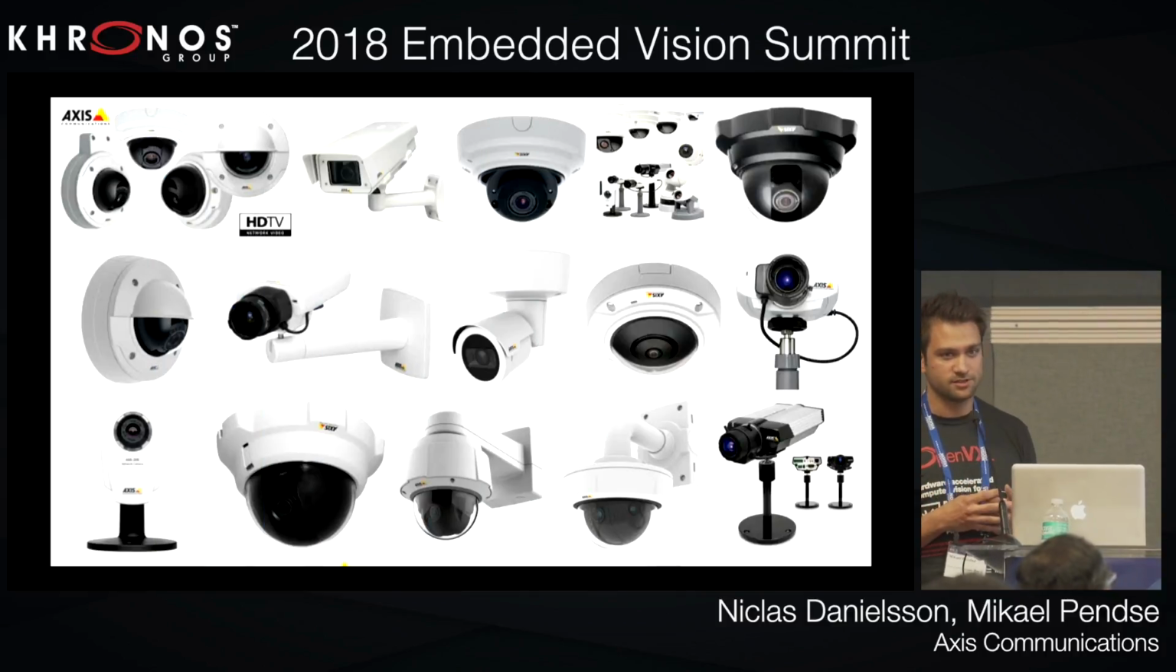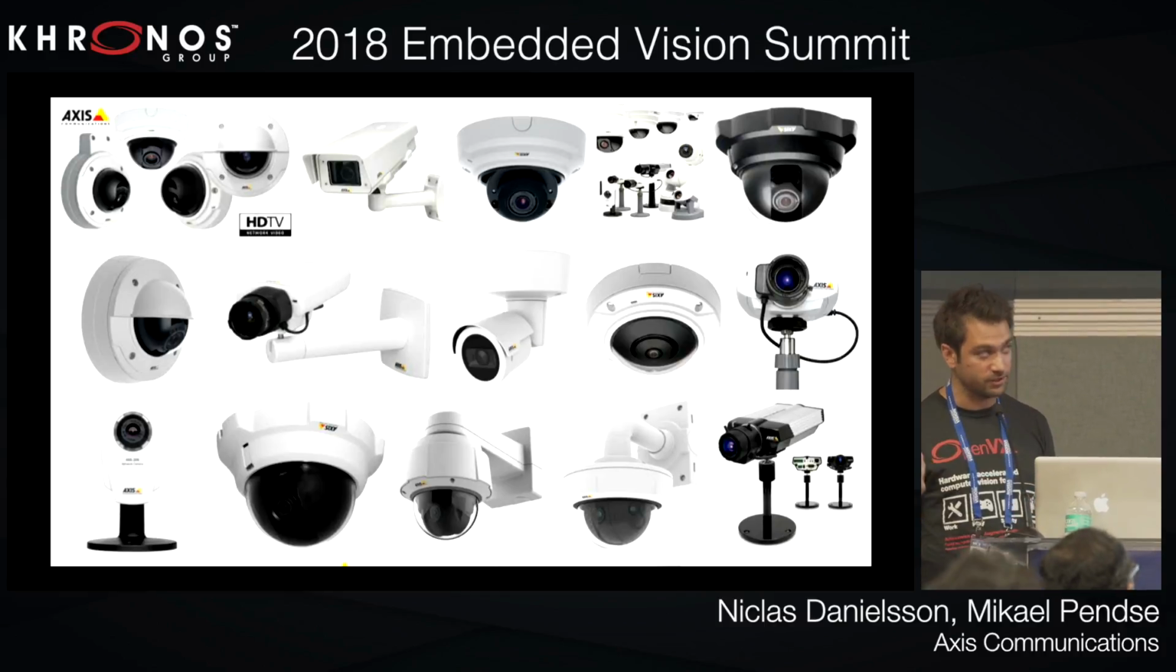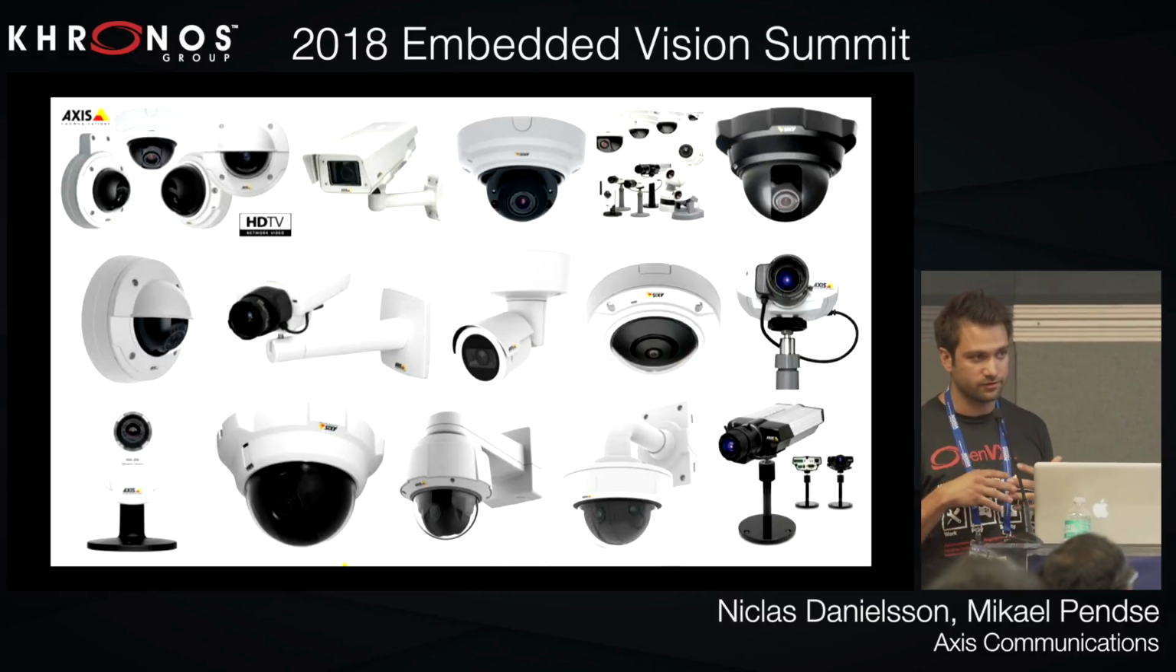So what do we do? Axis Communications, you Google Axis cameras, this is what you find. We make surveillance cameras, all sorts of security products, but surveillance cameras is the bulk of what we sell. We have radar products and other stuff as well. We make the complete system from hardware to software.